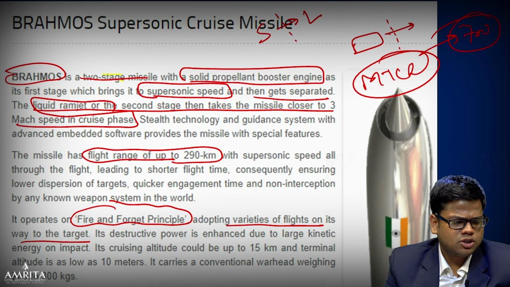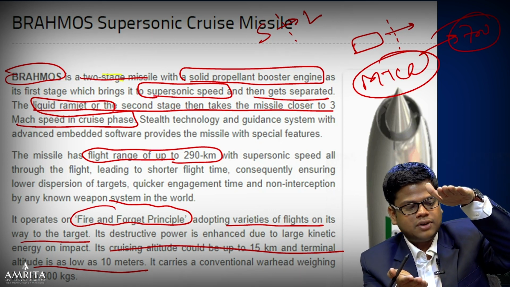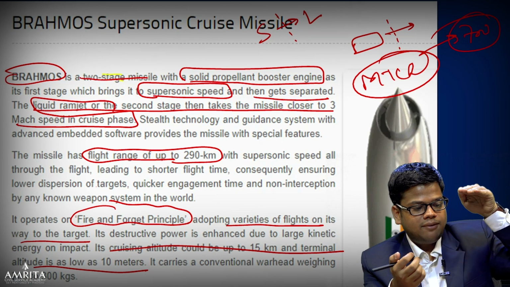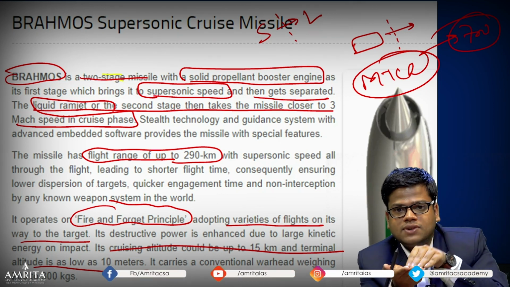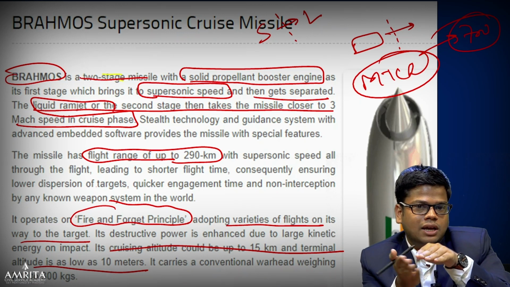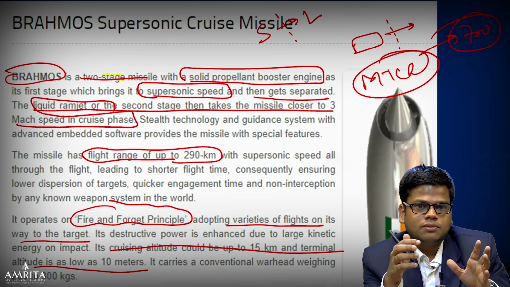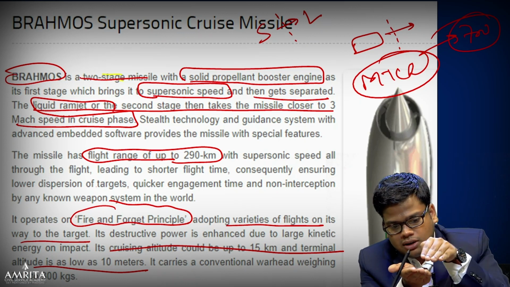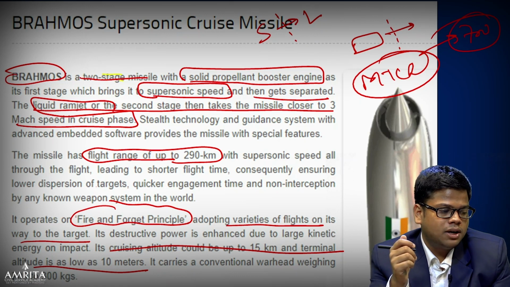Its cruising altitude could be up to 15 kilometers and the terminal altitude as low as 10 meters from the surface. Being close to the surface is a tough part for a missile, right? Anything that comes in between, it will blast or do something. So if it is so close to the surface, that becomes a key feature of this particular missile.